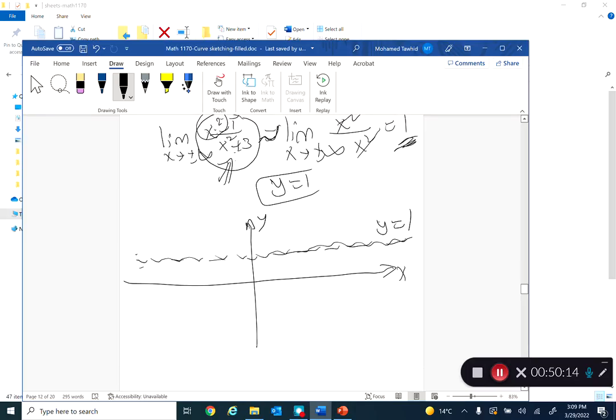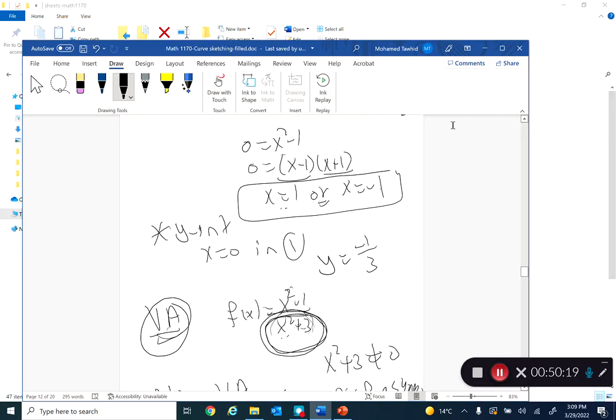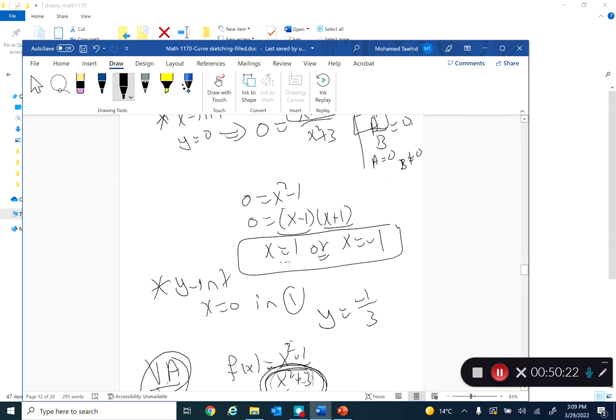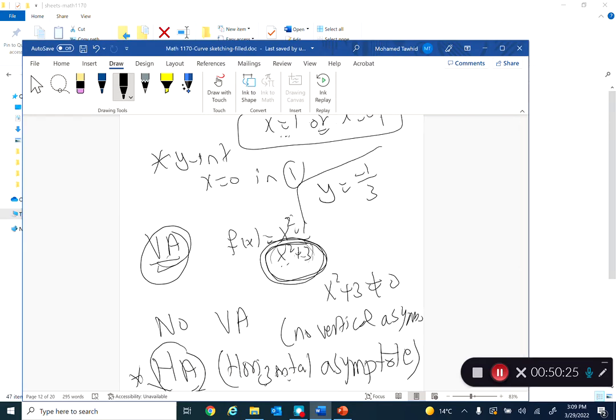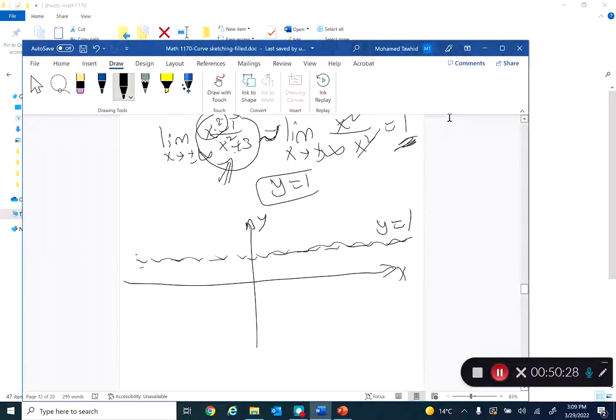I don't have a VA, so I'm not worried about it. The domain is all real numbers. The x-intercepts are 1 and -1, and your y-intercept is -1/3. So I know the graph should cross here at -1/3, that is your y-intercept. And here you have 1, and here you have -1, so the graph is going to cross at -1 and 1, right? That is the information I plot: the asymptote, the x-intercepts and the y-intercept. And that is step number 1.